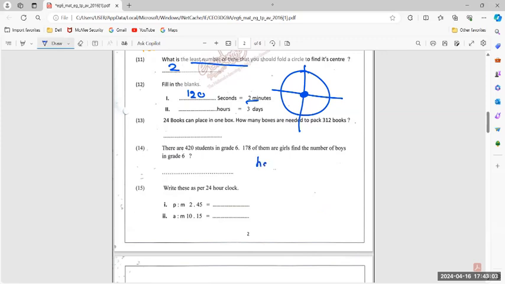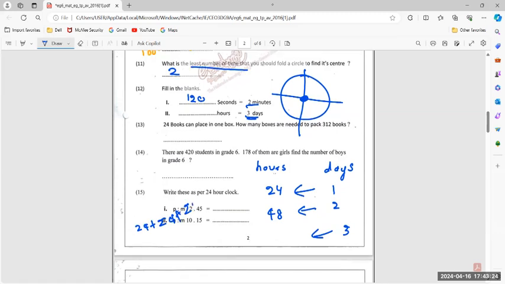Here we have hours. Here we have days. 1 day means 24 hours. So they are asking us 3 days. 2 days means 24 plus 24 is 48. 3 days means 24 plus 24 plus 24, 24 three times.